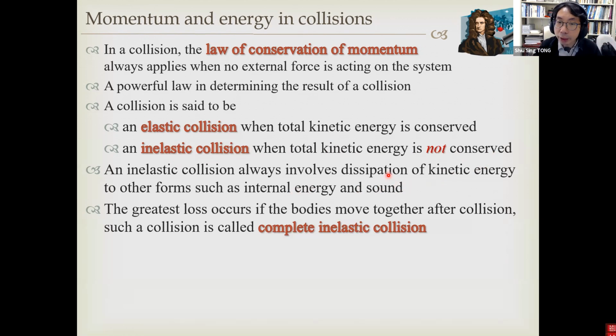Now there's a certain situation called complete inelastic collision. Inelastic collision corresponds to any collision that has kinetic energy loss. But for complete inelastic collision, the loss in kinetic energy is greatest, and that corresponds to the case when the two bodies, after they collide, stick together. When the two bodies collide and stick together after the collision, that is called a complete inelastic collision. And for this case, you have the greatest kinetic energy loss among all the other collisions.